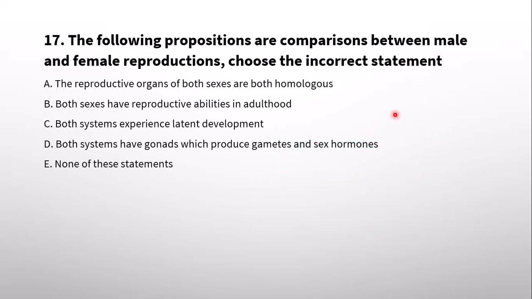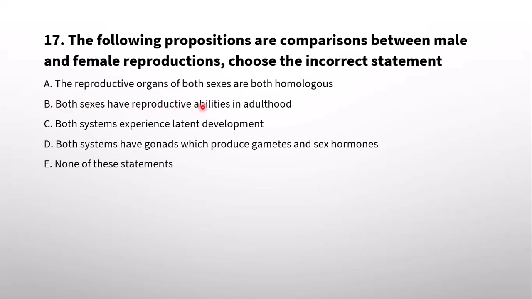17. The following propositions are comparisons between male and female reproduction. Choose the incorrect statement. Okay, first, the reproductive organs of both sexes are homologous. I think that's correct. They are homologous. They develop when an embryo and a young fetus starts maturing. There is no sex differentiation yet until the organs start differentiating. For example, the clitoris and the penis all come from the same embryonic precursor.